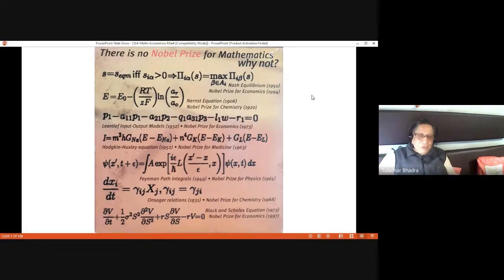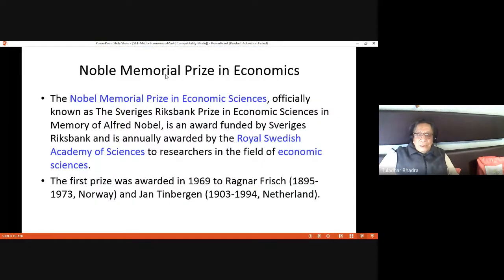There are some reasons behind that, which I'm not going to discuss because our theme is the Nobel Prize for economics. The Nobel Memorial Prize is called the Nobel Memorial Prize in Economics. The Nobel Memorial Prize in Economic Sciences, officially known as the Sveriges Riksbank Prize in Economic Sciences in Memory of Alfred Nobel. This was not established by Nobel himself, but it was after his memory. The memory is really when the person has passed away.